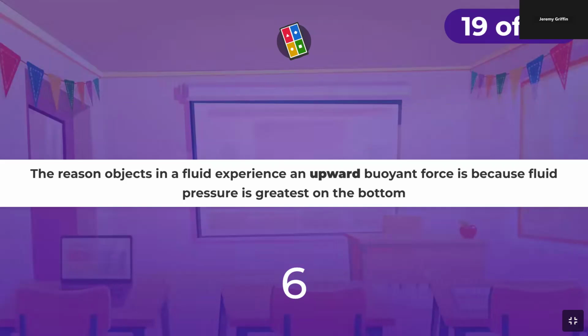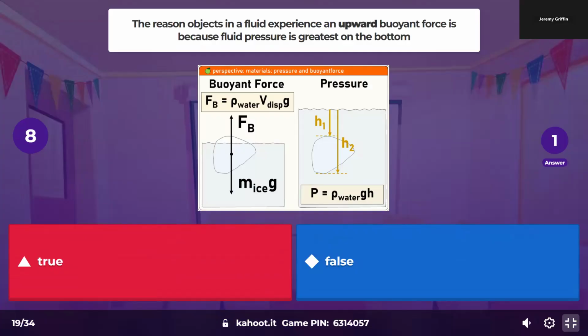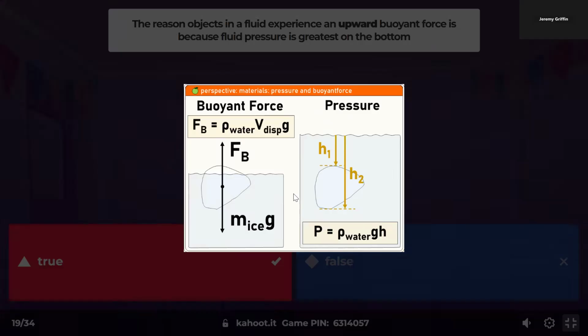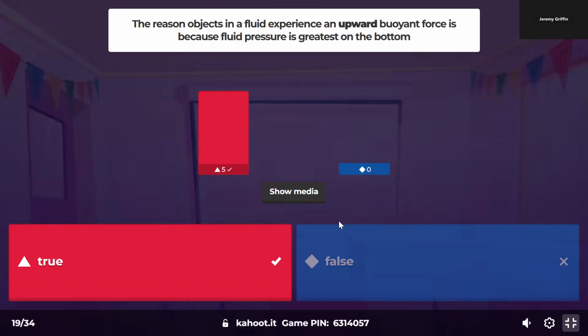The reason objects in a fluid experience an upward buoyant force is because pressure is greatest on the bottom. Yeah, that'd be true. And so why is it when you jump in a swimming pool, you naturally want to float to the top? Why doesn't it push you to the bottom or something, right? Because the deeper you go, the more the pressure is. Now there's a pressure differential, so overall the direction of the force would be upward. Yeah, that is a true statement.